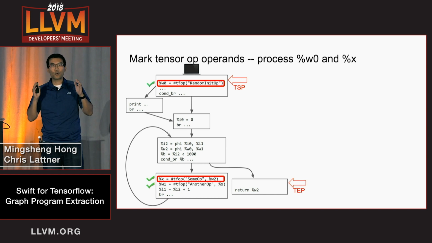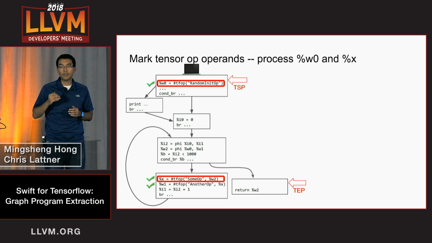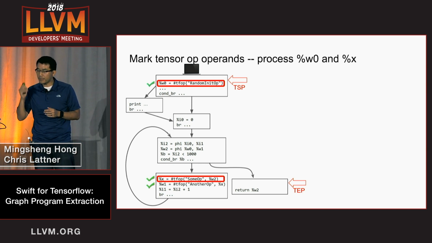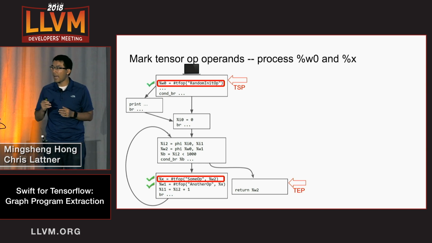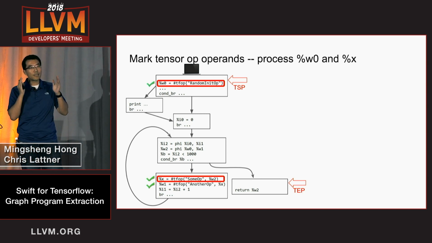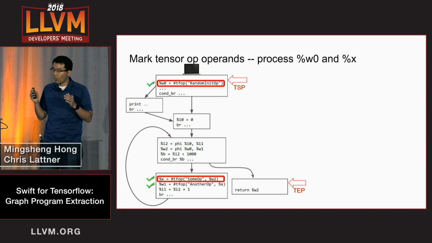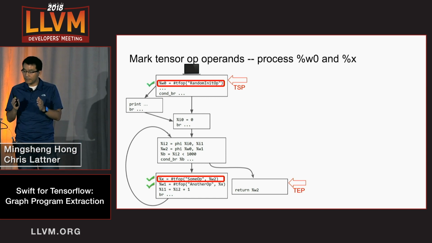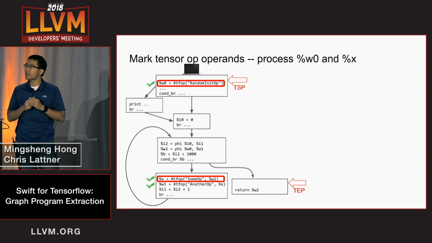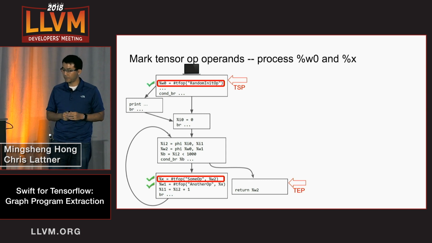The next step is we're going to transitively process all of those marked TF ops and their operands. So we start with W0, then we also mark X. When we mark an instruction, we also mark the parent basic block. This is how we form the CFG structure of the graph function. So when we mark the loop body, we also need to process its predecessors transitively to see what other blocks we need to mark for the graph.